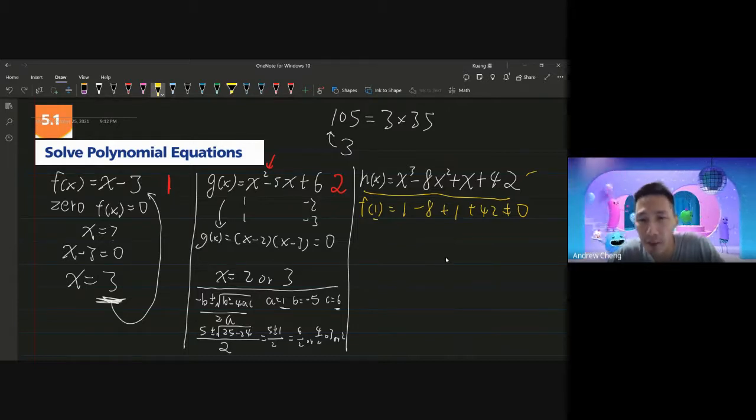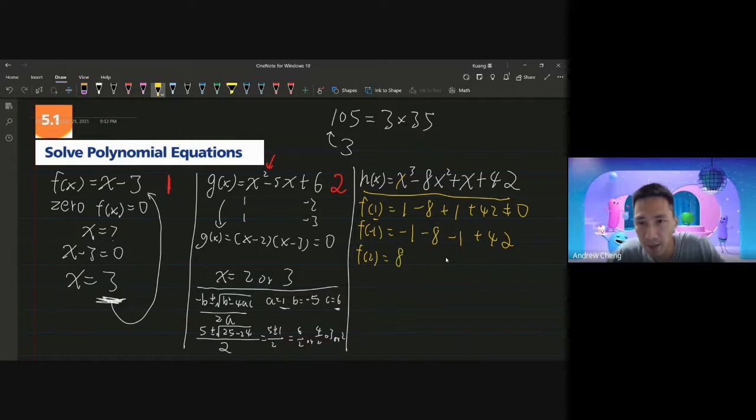And the number I try must be a factor of 42, if the leading coefficient is 1. Okay, so I will try negative 1. So negative 1 minus 1 plus 42. No.